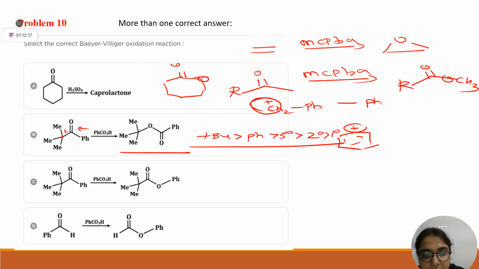Clear? Okay, option C is correct. Among options B and C, only one can be correct. So which is correct? Option B. Okay, is option D correct? Between hydrogen and phenyl, which has more migratory group aptitude?